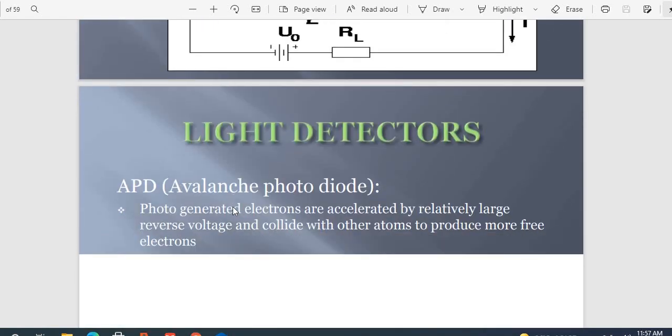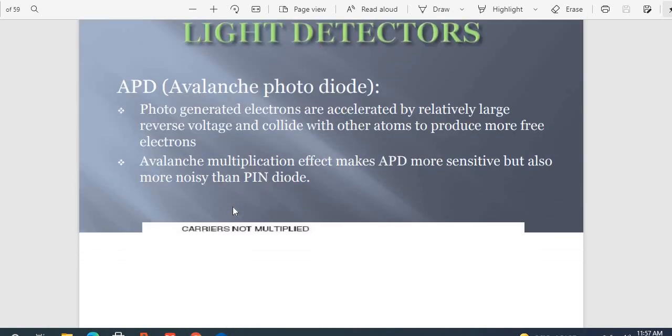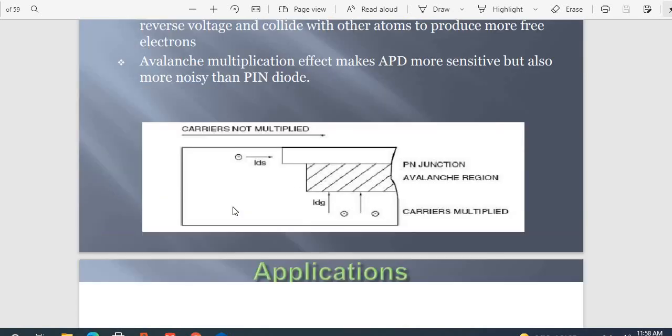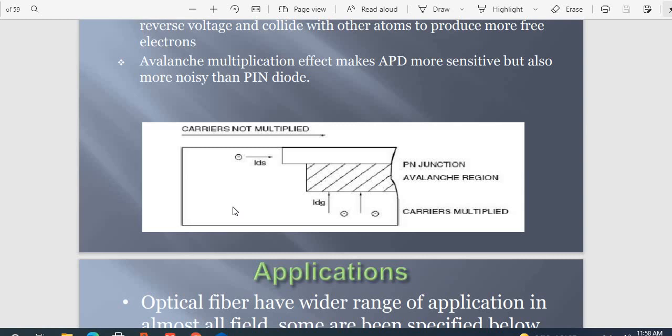Right? The other light detector is the APD, avalanche photodiode. Photoelectrons get generated and get accelerated by a relatively large reverse voltage, right? Because avalanche occurs in the reverse region only. They collide with other atoms to produce more free electrons, so more electrons get produced. This avalanche gives a multiplication effect that makes the APD more sensitive, but also more noisy than the PIN diode.